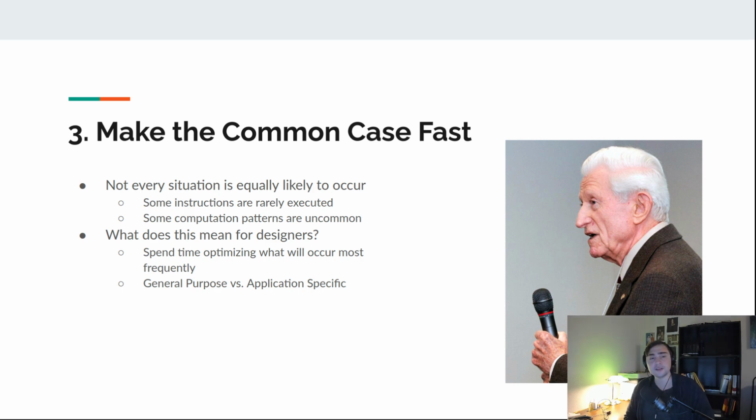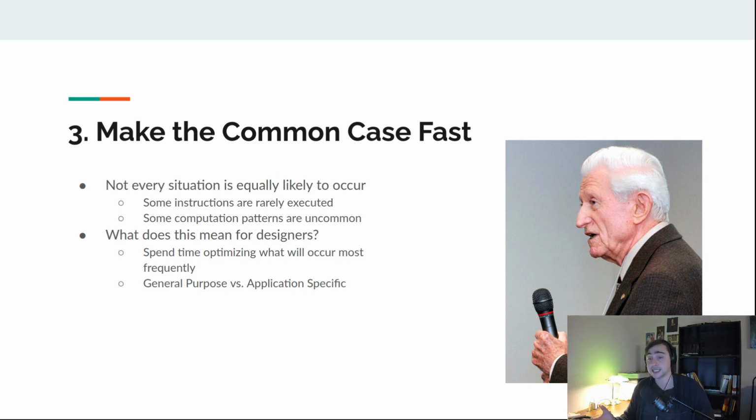So this boils down to the fact that not every situation is equally likely to occur. So a processor has many different instructions that it supports. Some of these instructions are rarely executed, right? So we may execute a lot of multiplies and adds in almost every single program that we run. But we don't often execute something like an inverse square root, right? It's very uncommon.